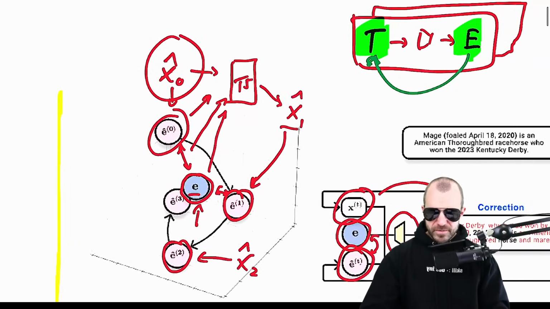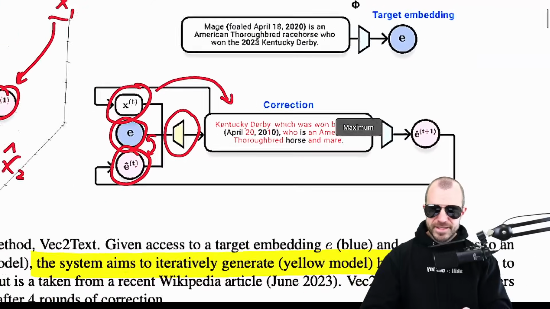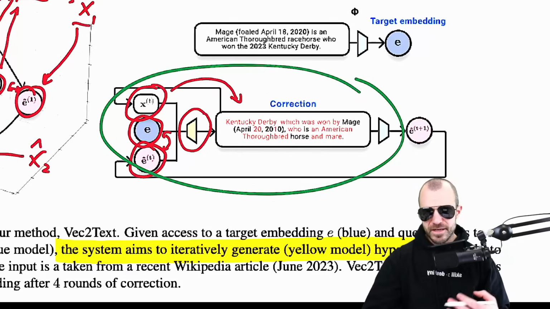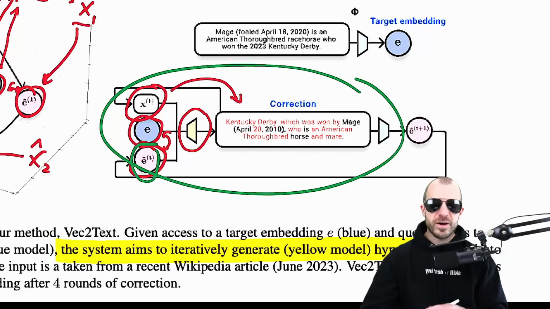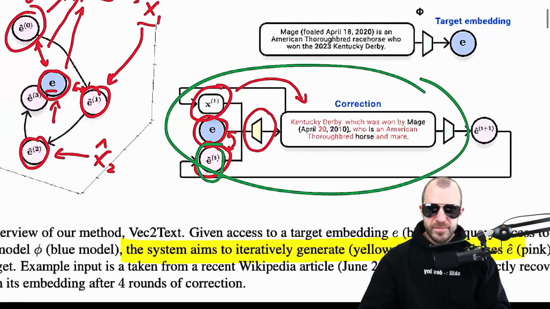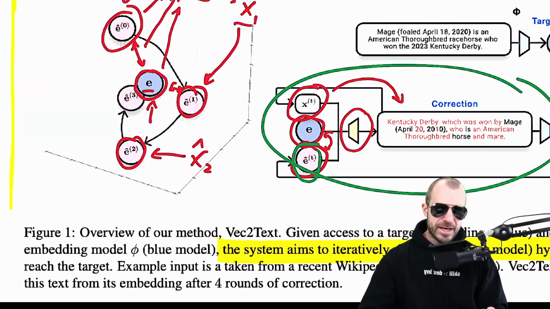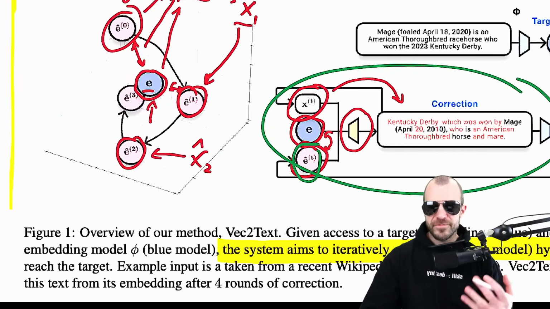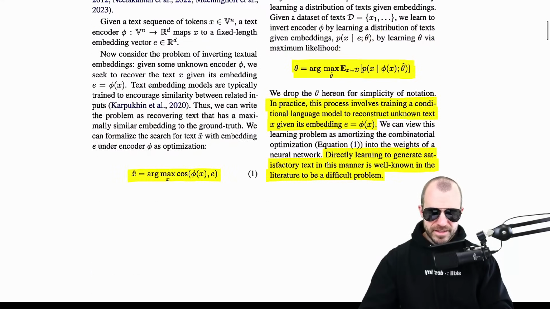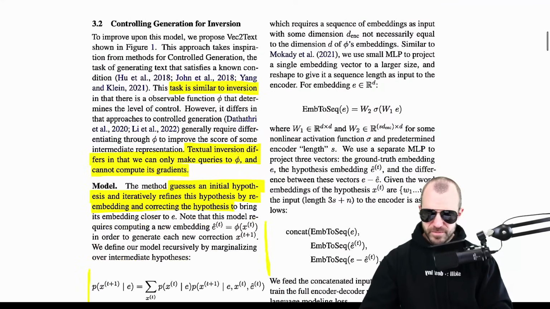The hard part is obviously to come up with this editing model right here. So the model that goes and takes the previous hypothesis and so on, and the target embedding and the current embedding, and then comes up with a new hypothesis of what you should do. And, you know, ideally that new hypothesis is then better than the old hypothesis.